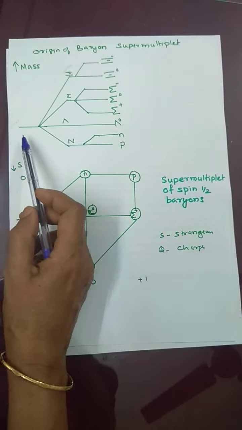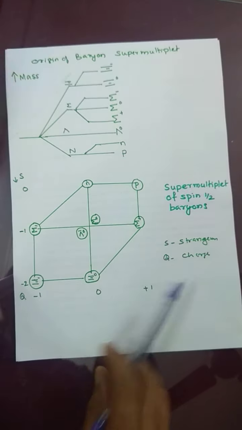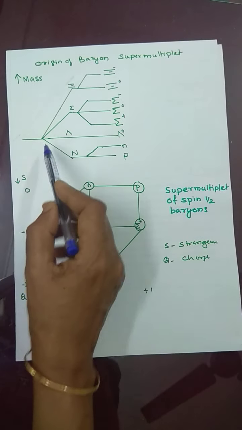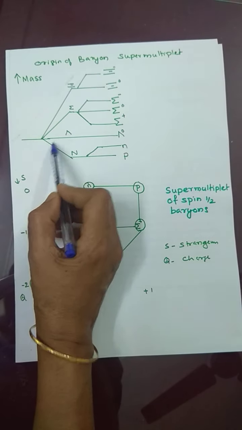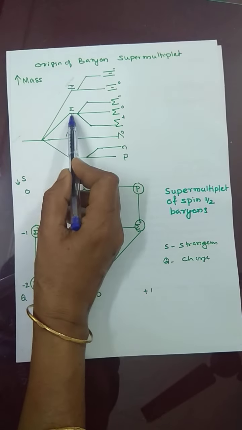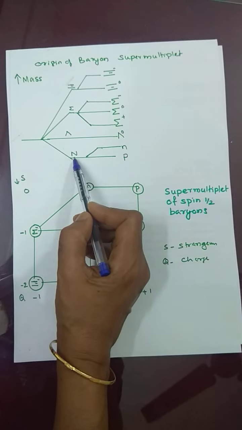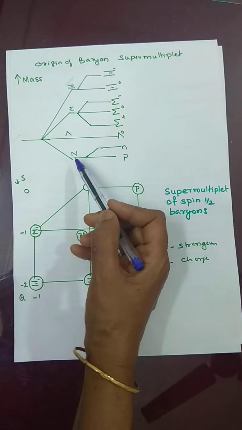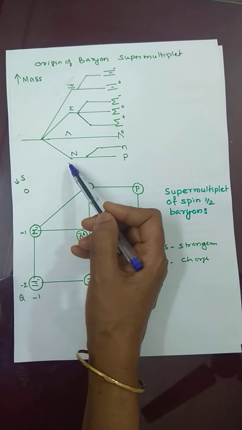This is the baryon super multiplet. Without these interactions, these would have been the same. Under the influence of the strong interaction, this has been split up as Xi, sigma, lambda and nucleon. They have similar mass but different charge.